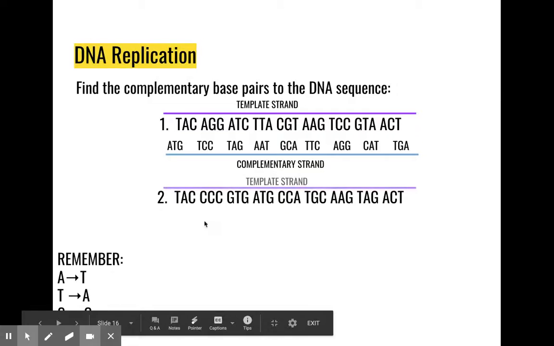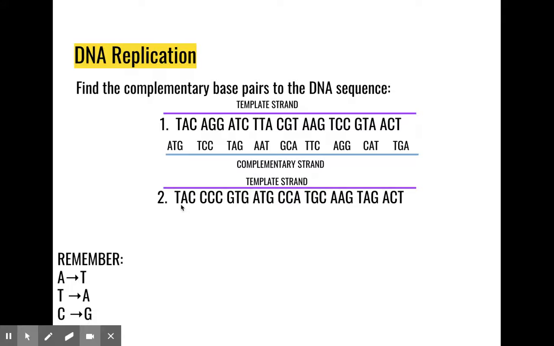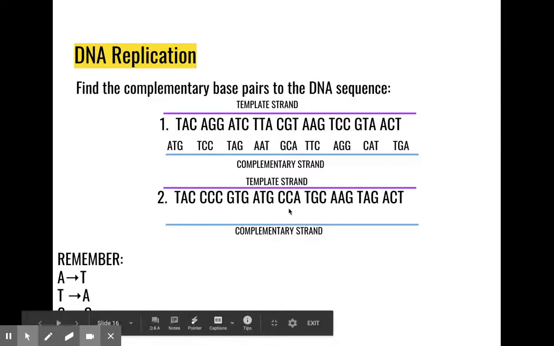Now, we're going to do the same thing for number 2 down here. We have our template strand. Of course, it's going to look very similar, a string of letters made out of A's, T's, C's, and G's. We have our complementary strand if we need to replicate the DNA. What I'm going to ask you to do right now is pause the video and try creating the complementary strand on your own to make sure you understand how to do this. And then afterwards, you can press play again and check your answers. So again, please pause the video, try to create the complementary strand based off of the template strand right here.